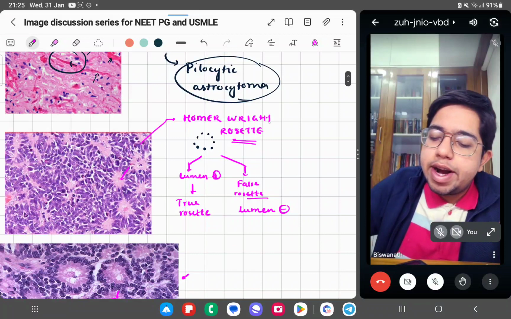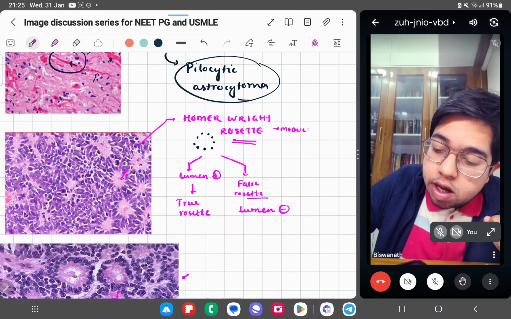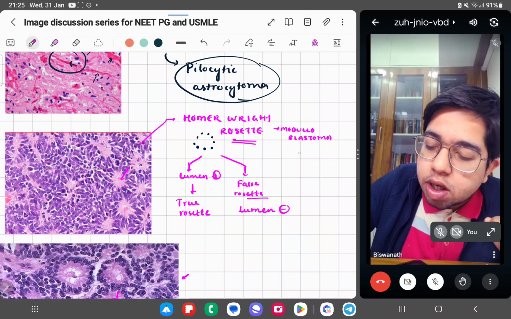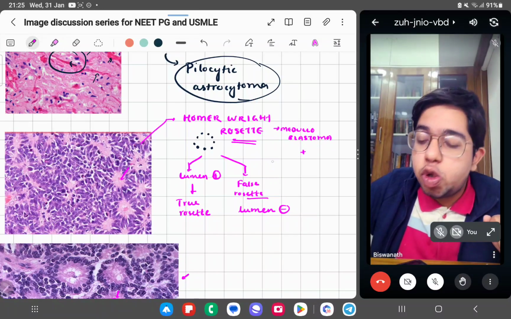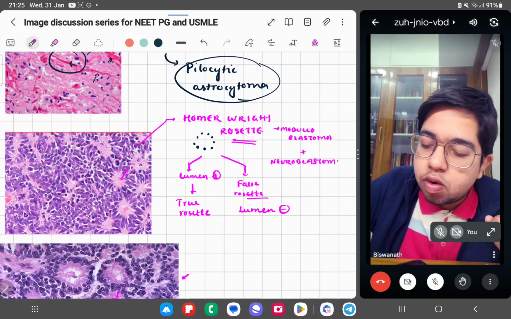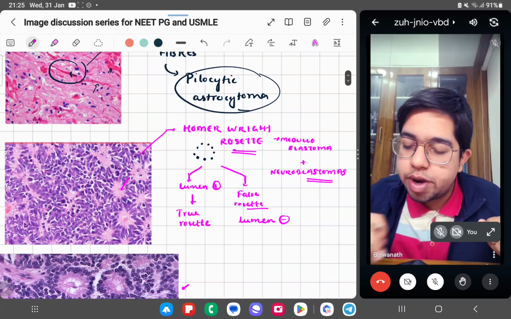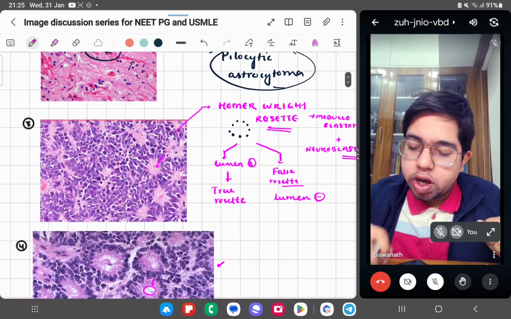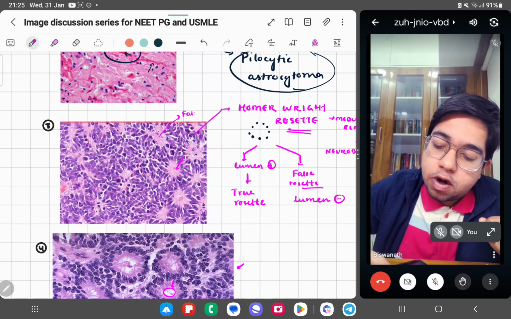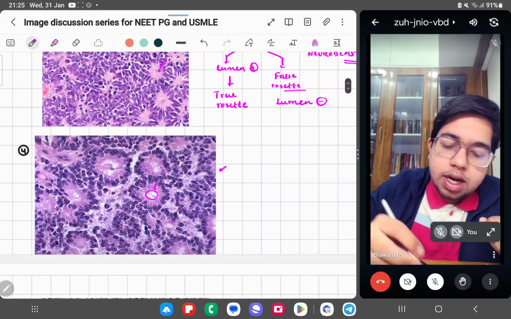So this is the Homer Wright rosette, and in which disorder is it found? Medulloblastoma, which is a CNS tumor, and it is also found in neuroblastomas. So this is about your Homer Wright rosette. And you can see it is a false rosette because there is no lumen, so it is a false one. Okay, let's come to the next one.